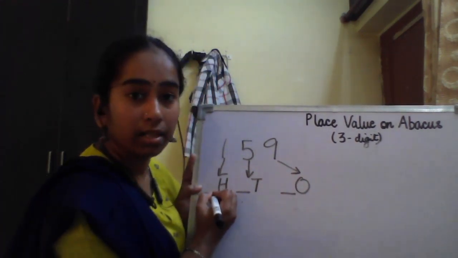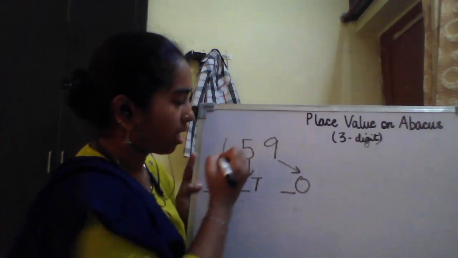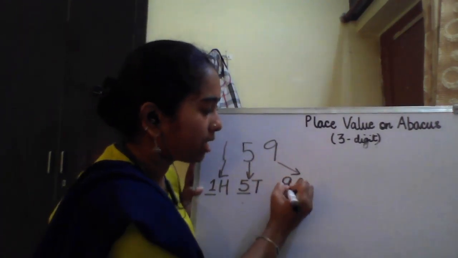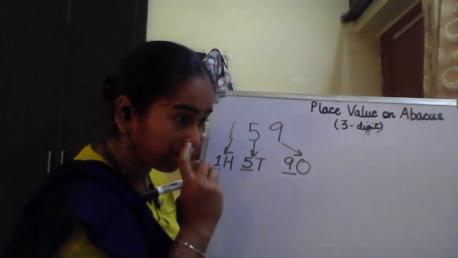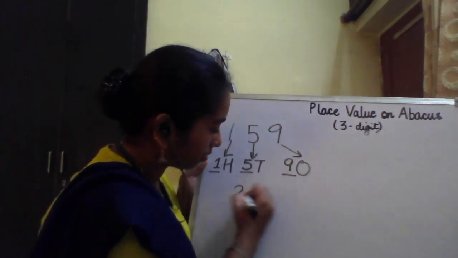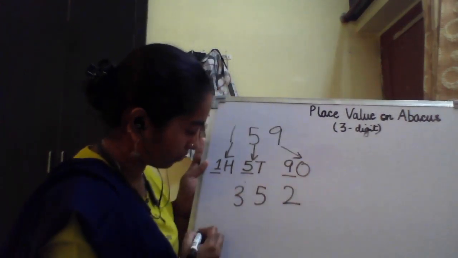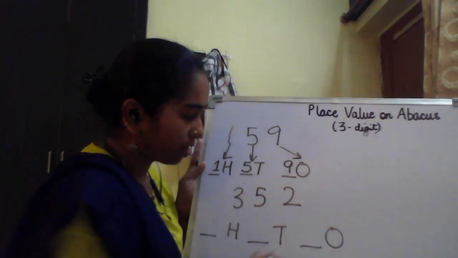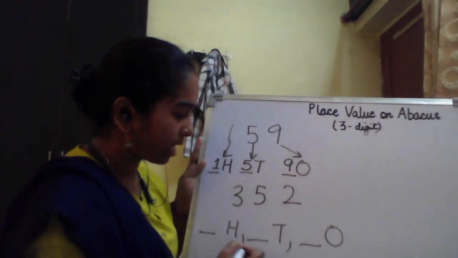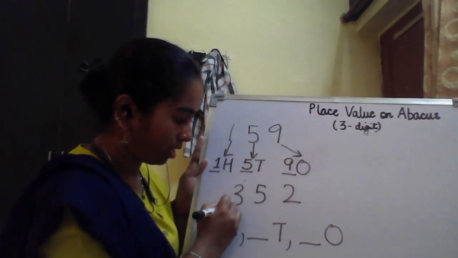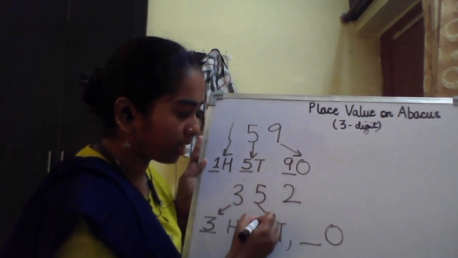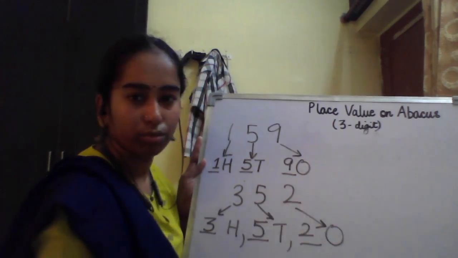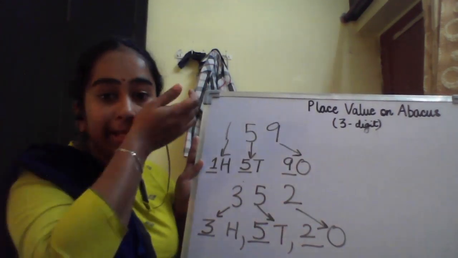How many hundreds are there? 1. How many tens are there? 5. How many ones are there? 9. Right? Let's do one more. Now tell me, how many hundreds are there? 3. Alright. How many tens are there? 5. And how many ones are there? 2. Okay. So do it with me.